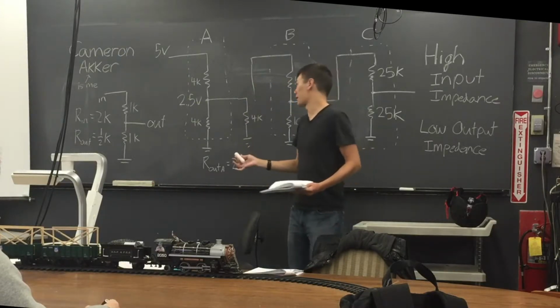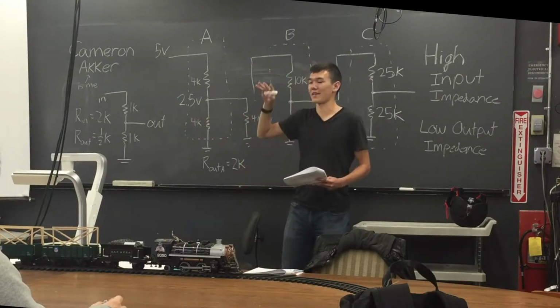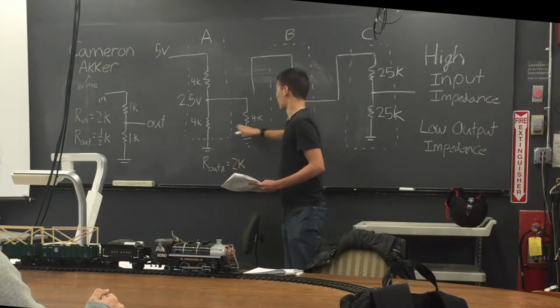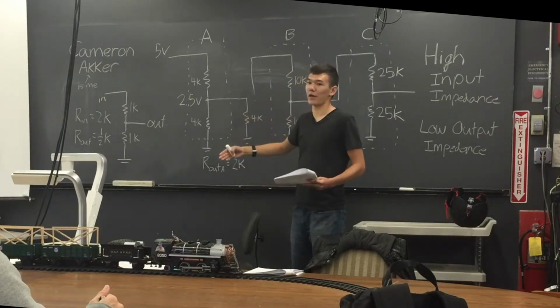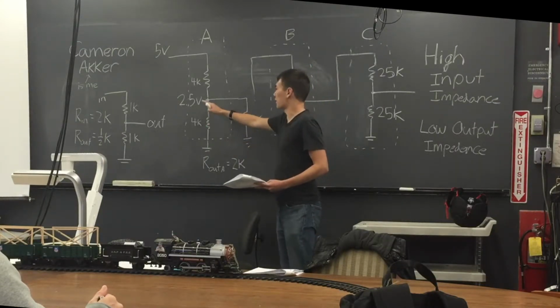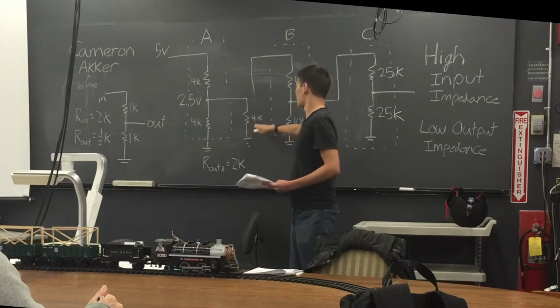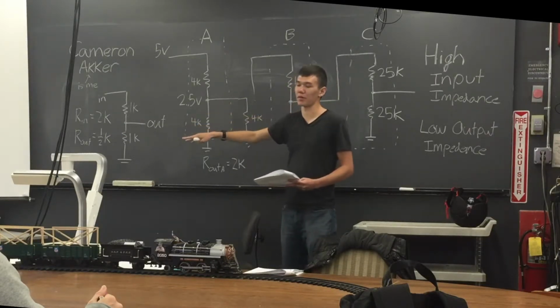Well, what's going to happen, you can already kind of see it, is this 2.5 volts isn't going to be 2.5 volts. It's going to sag a little bit. That's because you have 4K and 4K in parallel now. This component's input impedance is 4K just because it's a single component. And since your output impedance from here originally was 2K, 4K is not 10 times bigger than that. So in other words, this is going to affect the previous component.